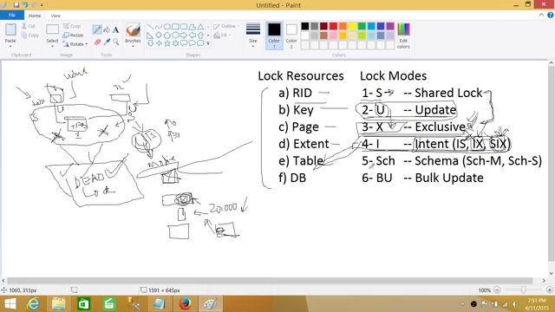So next here, the lock mode is schema. Schema, as you know, is about the DDL changes. Any adding column, dropping column, changing the data types of a column, and dropping the table, all that comes as schema changes. Now there are two types of schema lock modes. One is schema modification right here, and the other is schema stability right here.